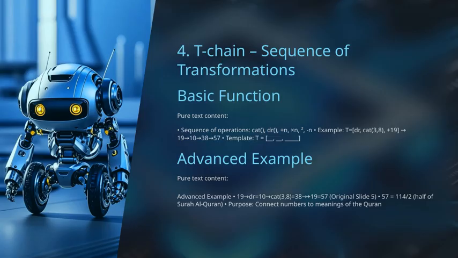In the advanced example, the process is similar but more meaningful. Starting from 19, applying doctor gives us 10, then cat 3, 8 transforms that to 38, and adding 19 brings us to 57. Interestingly, 57 is half of the number 114, which is significant because 114 is the total number of chapters in the Quran. The main purpose of these transformations is to connect numbers to the deeper meanings within the Quran, illustrating how numerical sequences can reflect spiritual or thematic concepts. This approach helps us see the connections between numbers and their symbolic significance in the broader context of the presentation.